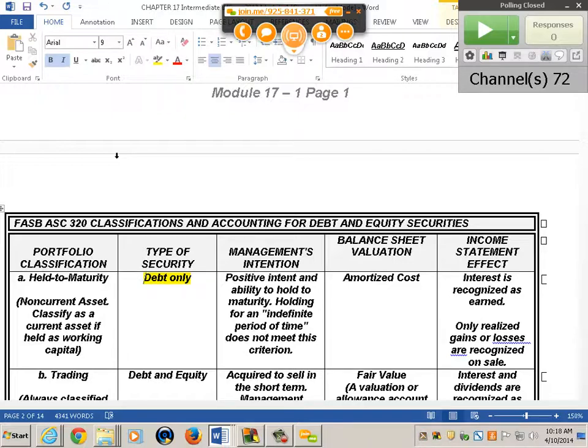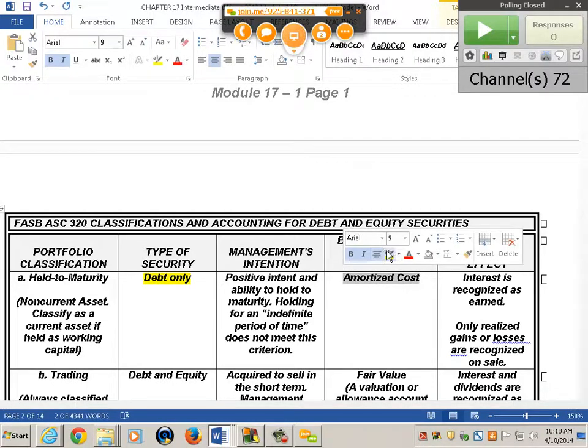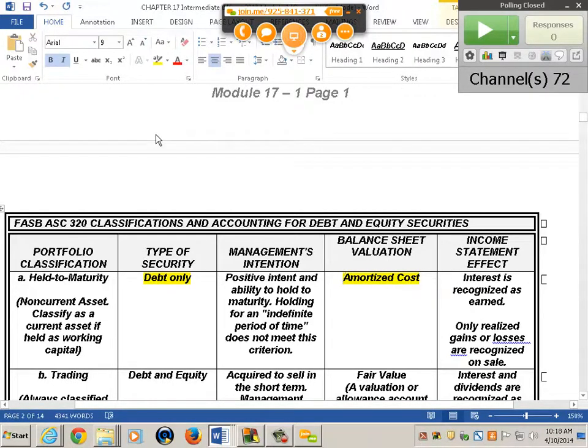But you'll notice here, it is not measured at fair value. So the first or second most important thing on the held to maturity is that this is at amortized cost. It means original cost plus the unamortized premium, or minus the unamortized discount. So it is not subject to mark-to-market. It's not subject to fair value accounting. On the income statement, interest is recognized as it's earned. You amortize a discount or a premium.